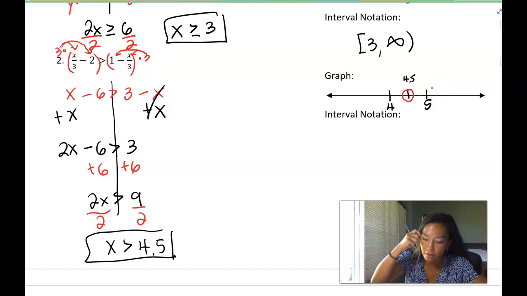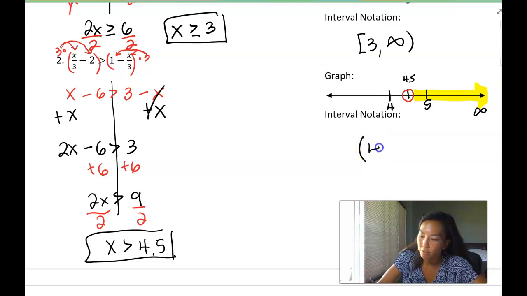And it's all the values that are greater than 4.5, so it's going to go to the right. And I have positive infinity on the far right. Okay, so my interval notation is going to be 4.5 to infinity.